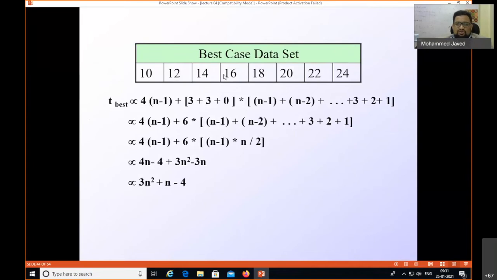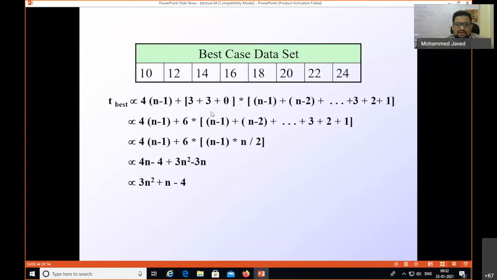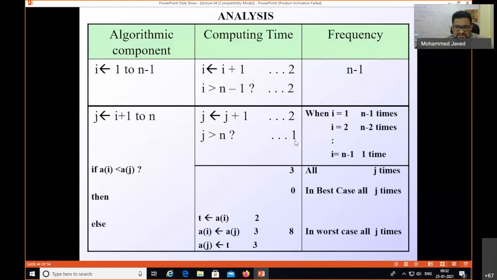So now let us try to analyze the algorithm. In the best case, as I already told, the elements are in sorted order, so this will be executed. So 4 into n minus 1 plus 3 plus 3 plus 0. I will just explain what this is. 4 into n minus 1 is the operation for the first for loop. Then plus 3 plus 3 plus 0; this 0 comes from here. This is for the best case, multiplied by n minus 1 plus n minus 2 plus n minus 3 and so on.